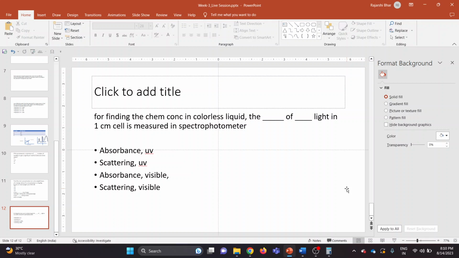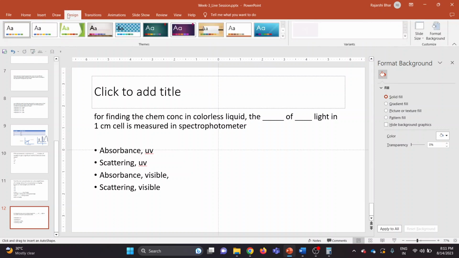That is why, during analysis, we add certain chemicals, and while adding them, a certain amount of color is generated, which is then related to the concentration of a material. By correlating these two aspects, we determine the concentration. And the cell in which it is poured is called a cuvette. Cuvette is basically a cuboidal kind of material.